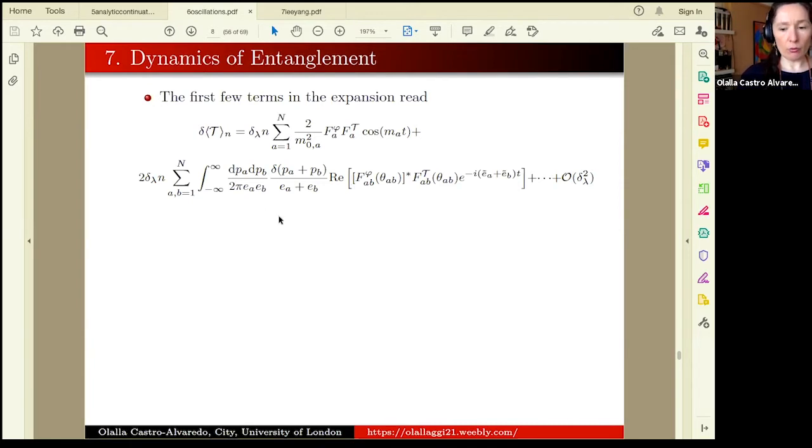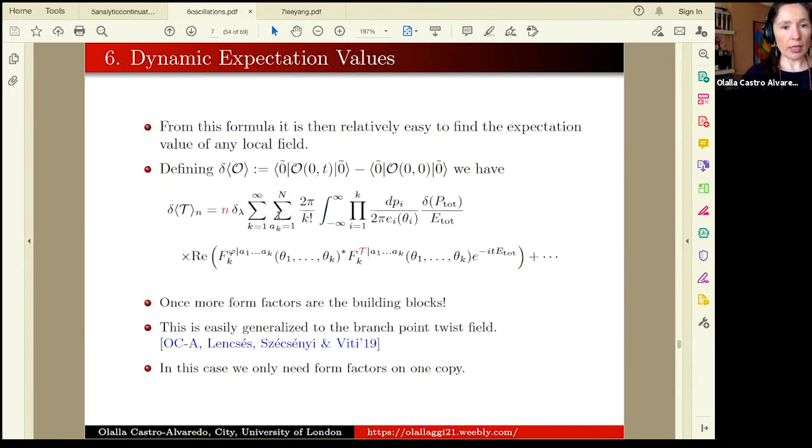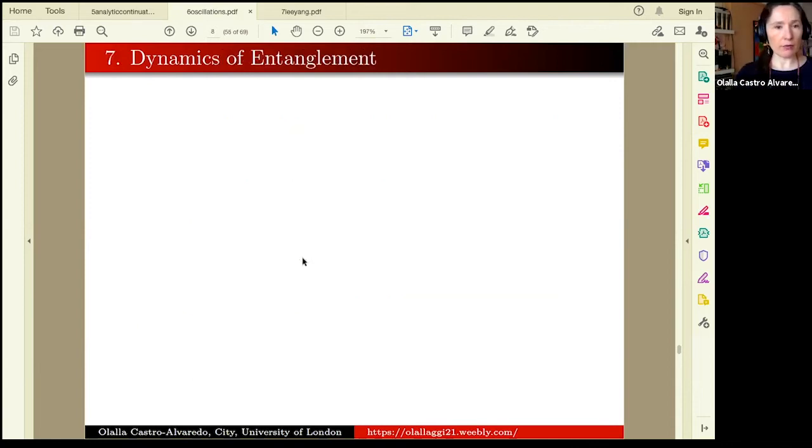So, sorry, let me go back. If we look at this formula, again, we have a sum of form factors. And as usual, it starts at 1 in this case, so the VEV has already been subtracted. And so the first contribution will come from 1 particle form factors, then 2, and so on. So same story as in the previous application I described.